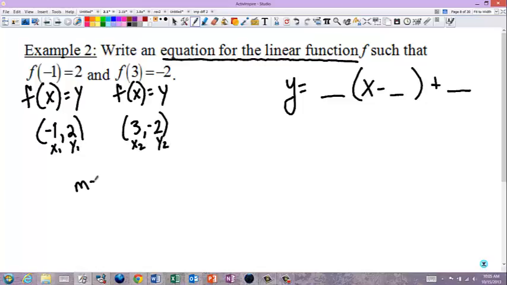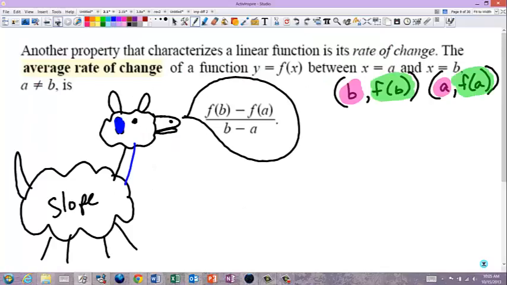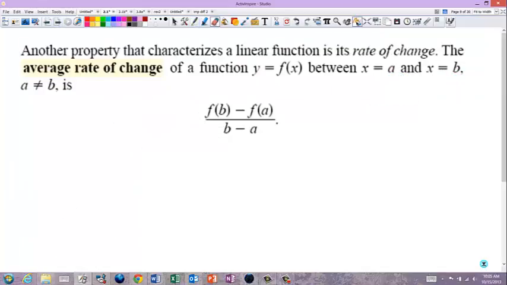So m equals y2 minus y1 over x2 minus x1. So negative 2 minus 2 over 3 minus negative 1. So that's negative 4 over 4, which is negative 1. So negative 1, and then you just pick a point. I like this one better. So 3, negative 2, and I'm done. Just erase this picture. Forgot to go in and erase that.